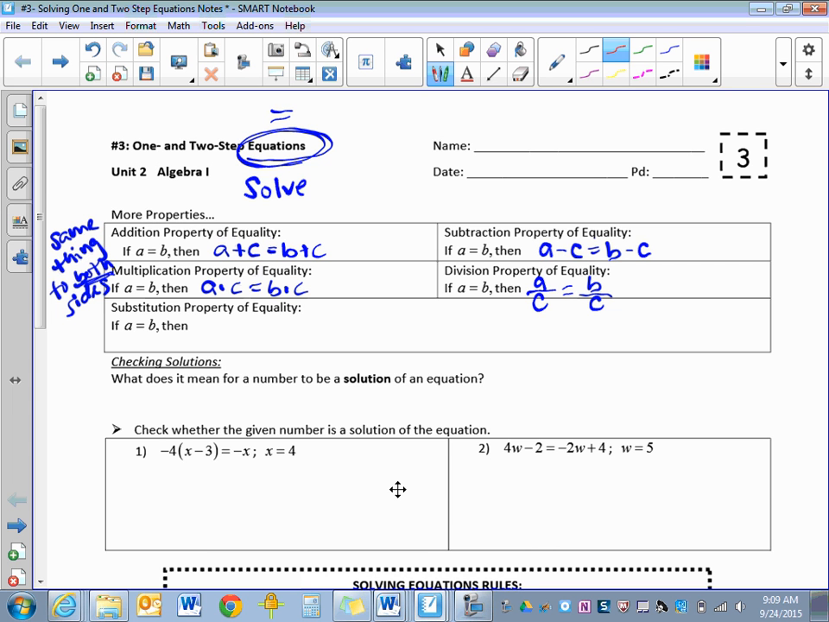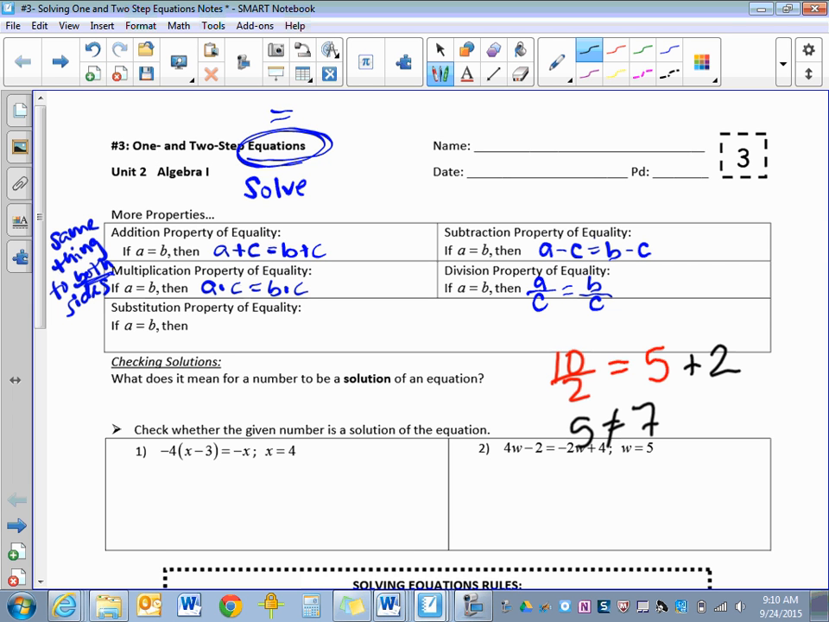So say that I had the equation 10 divided by 2 is equal to 5, right? Well, if I suddenly add 2 to this side, but I don't add 2 to the other side, it's no longer the same, right? Because 10 divided by 2 is 5, but what's 5 plus 2? 7. So they're no longer equal.